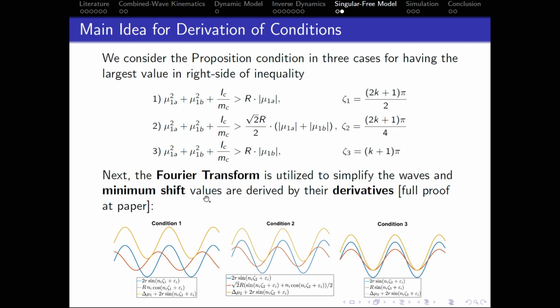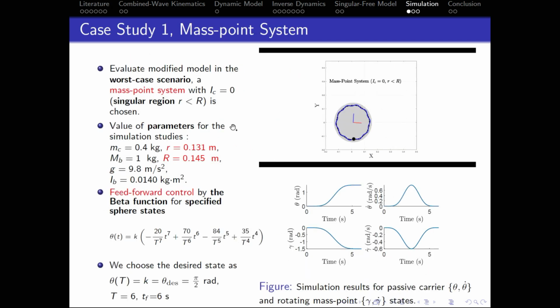And next, we find derivatives of each of these waves to find the minimum shift required, where in the figures you can see the yellow curve is showing the left-hand side equation, where we always have a larger waveform which avoids the singularities, and we don't have a negative or zero in the M12 term.